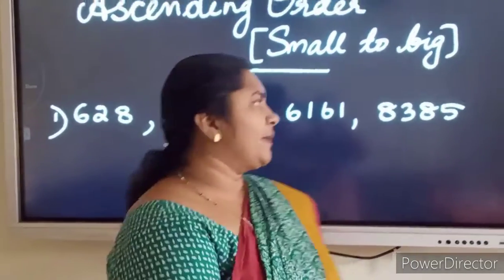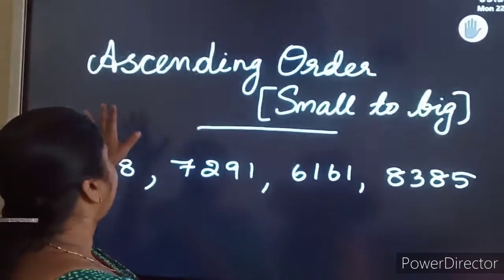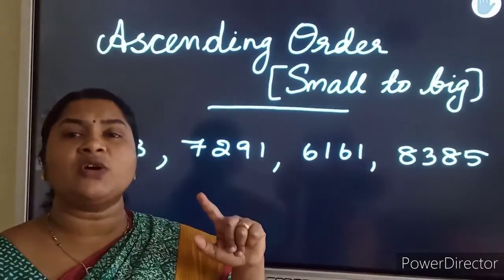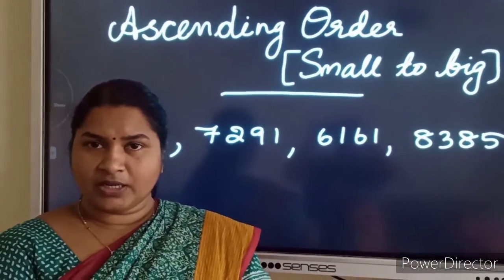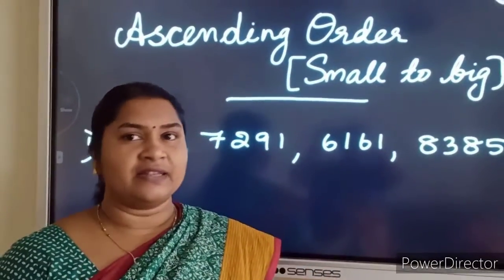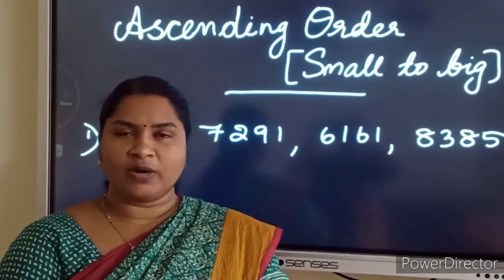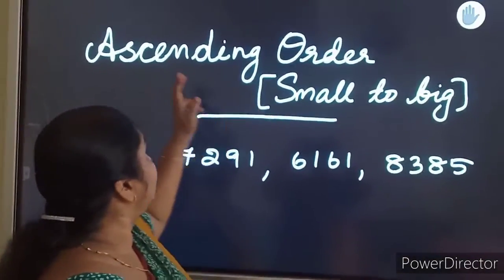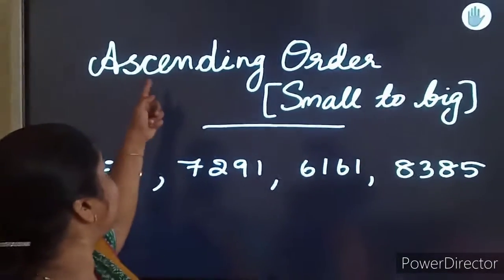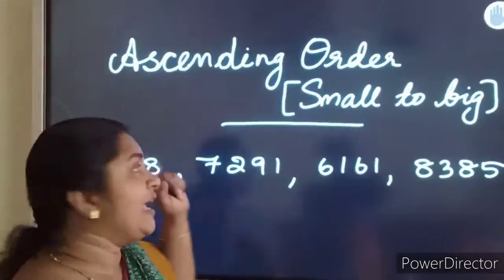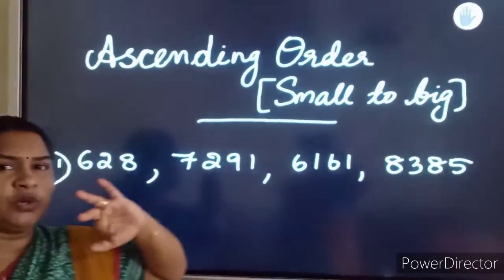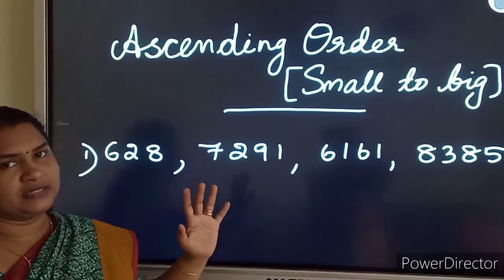So let's move to the question. Here we do the ascending order first. Ascending order means it is small to big. Arrange the numbers from the smallest to the biggest. See, ascending order. The spelling also please note down, that is A-S-C. Ascending order. This is small to big. Now I will show how to arrange these numbers.